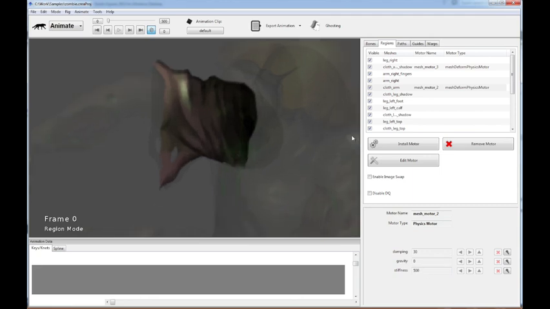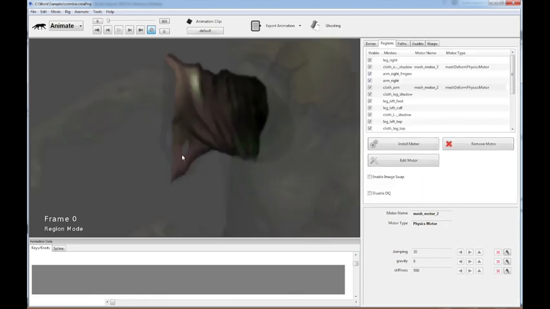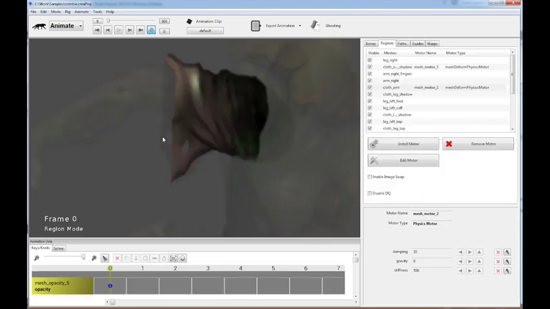And if it's flesh, what you want to do is you probably also want to go in and actually paint the interior regions like it's a bone structure and leave the exterior regions free to deform. That's actually how flesh is done in visual effects, okay? So that's my general tip for you, and that's how these pieces of cloth were done. They were all done with the mesh deformed physics motor.